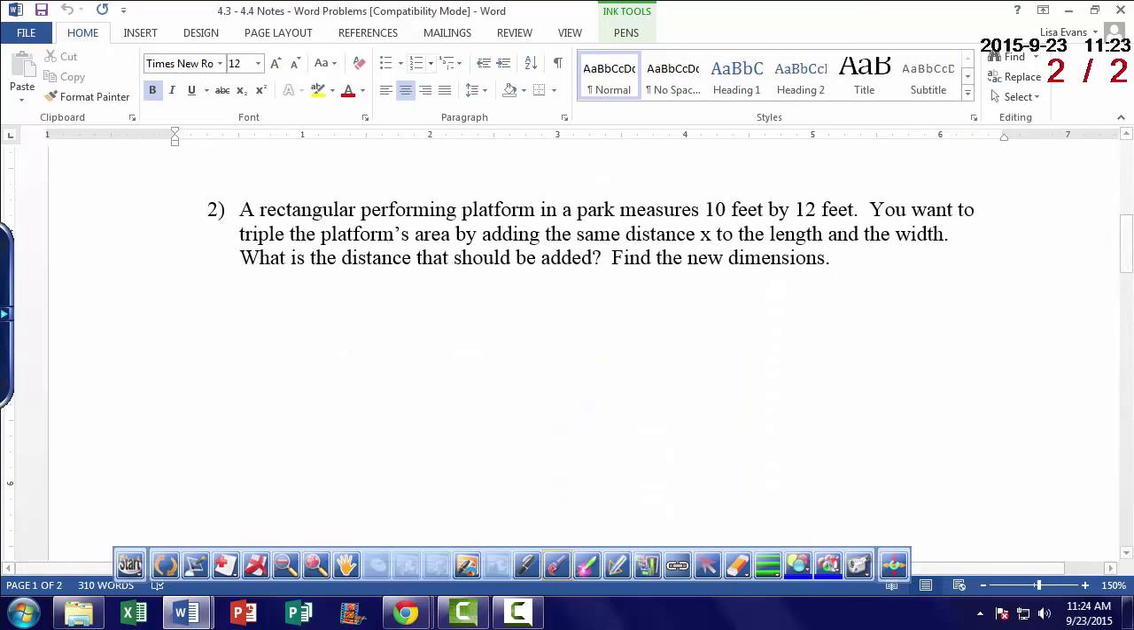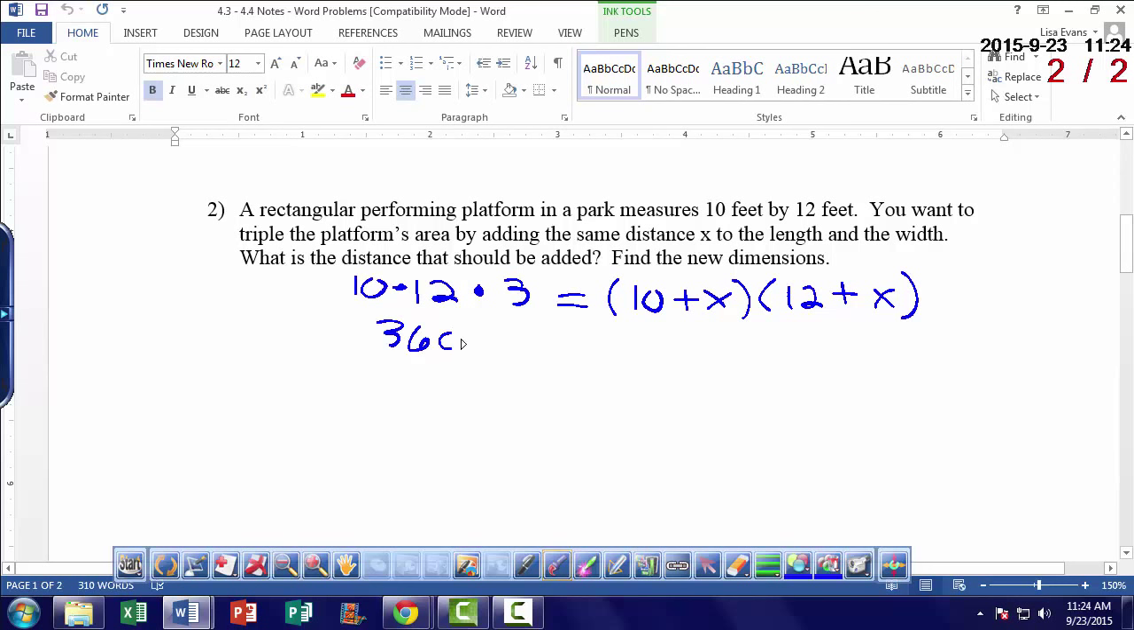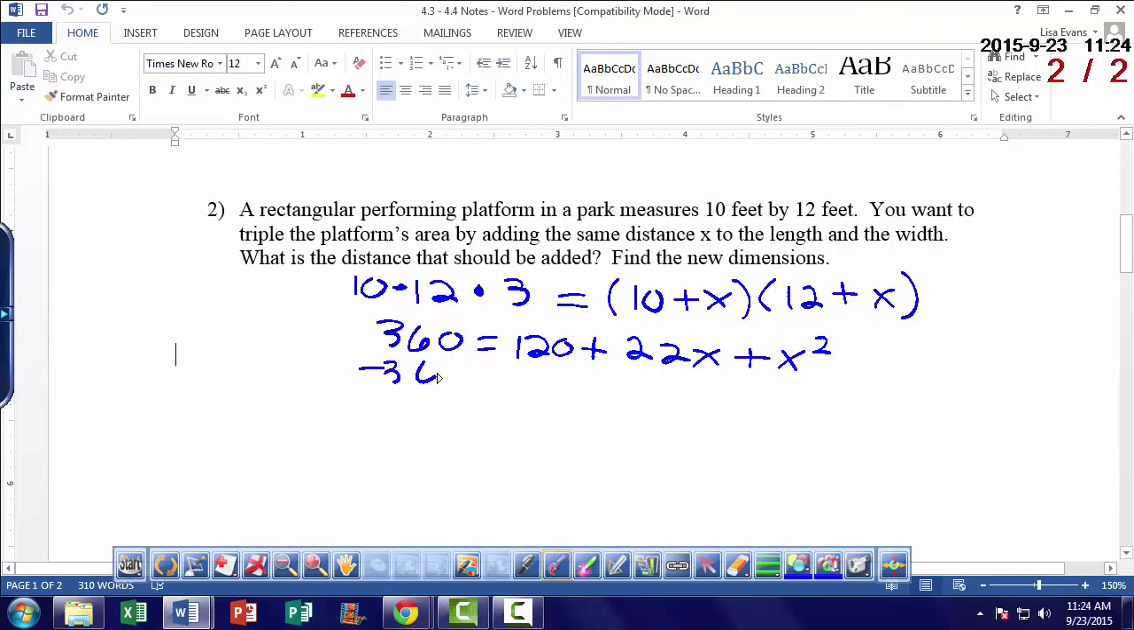A rectangular performing platform in a park measures 10 by 12 feet. You want to triple the area by adding the same distance x to both of those dimensions, so we have the exact same setup. We're not talking about any maximum height. We just want to find what that distance added is. So we're going to go ahead and multiply this out. We get 360. We're going to FOIL this out: 120 plus 22x plus x squared. We're going to write the next line in descending order, and we're going to move our 360 over.